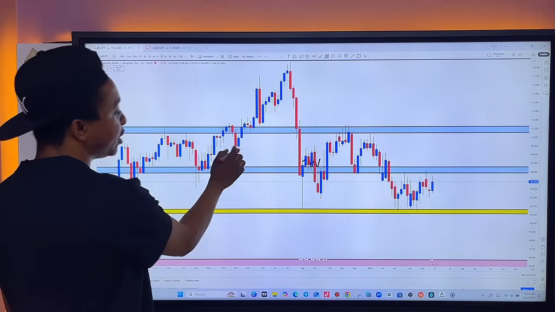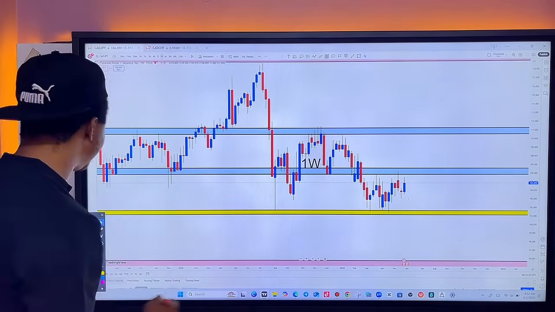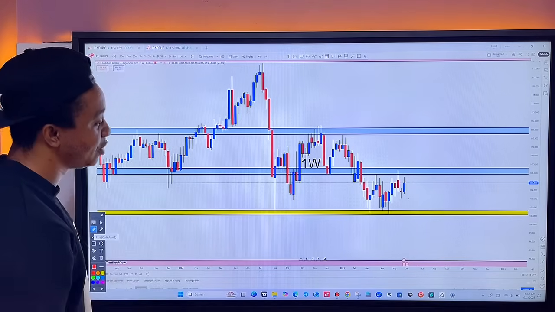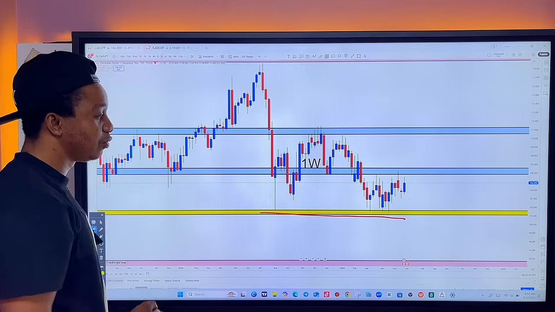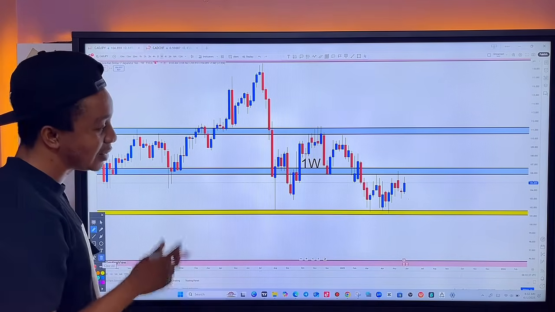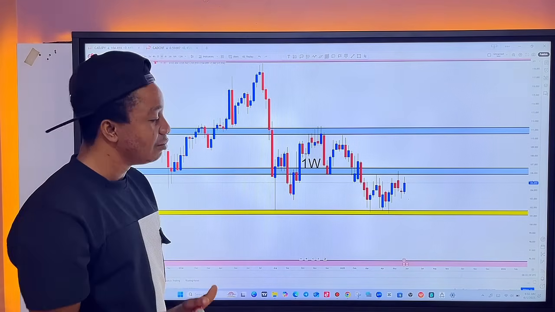Now, CAD GPY on the weekly time frame, we're also going to break it down like we did with the other time frames. Now, on the weekly, we have the weekly support level or mid-range. What do we see on the weekly? On the weekly, we are seeing a downtrend supporting the movement to the downside.